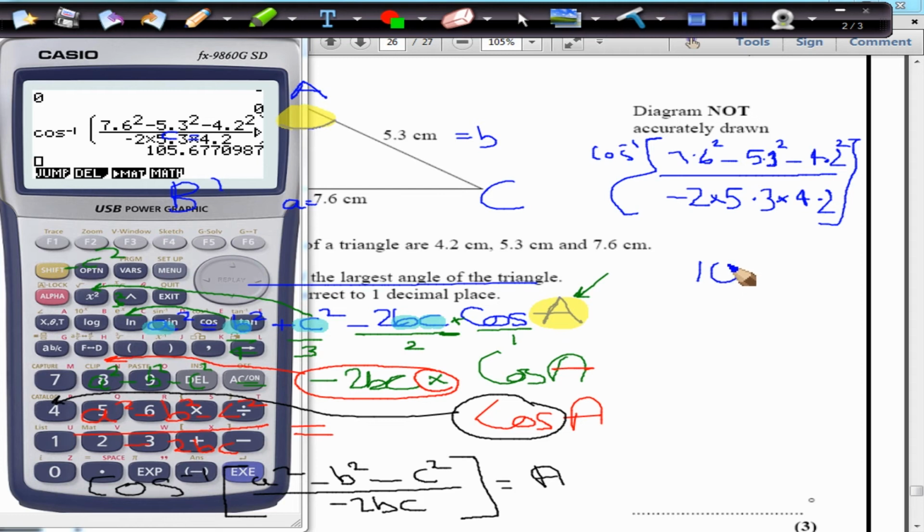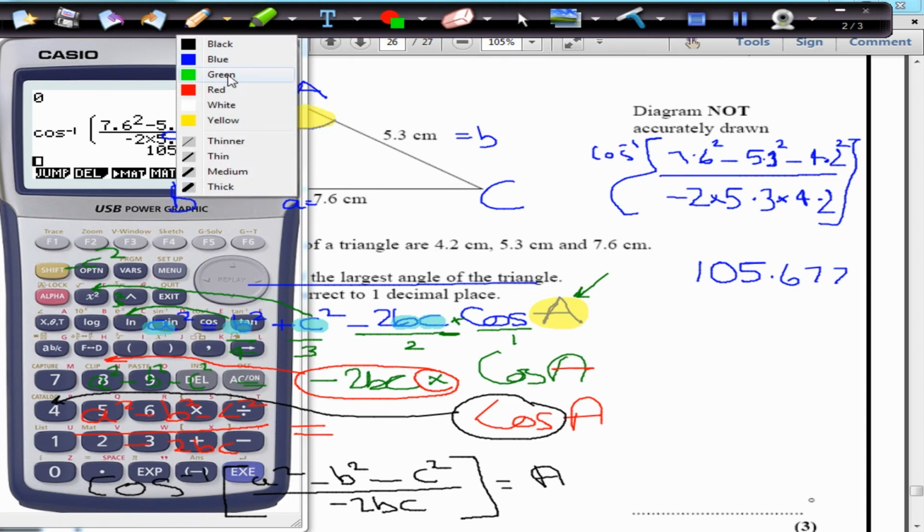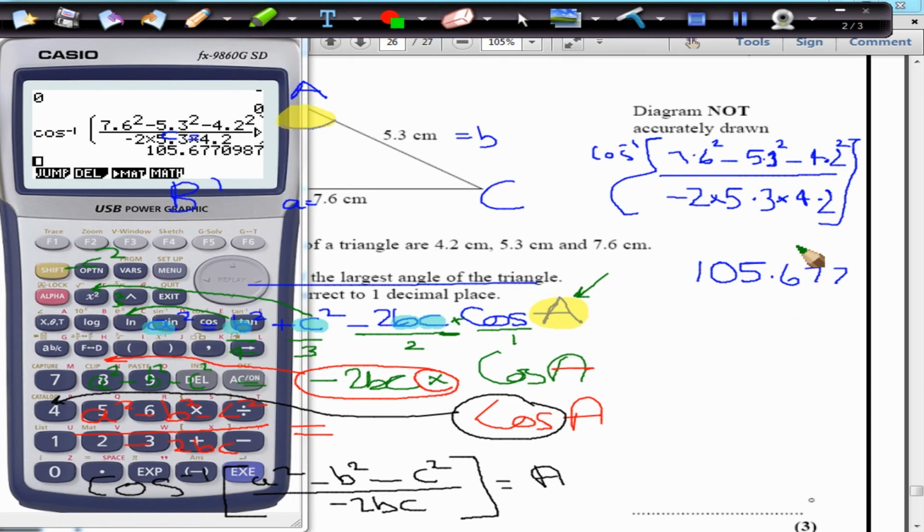So the answer gives us an angle of 105.677, blah, blah, blah. Now, they want it to how many decimal places? 1. So what do we do? 1 decimal place is here. Draw a line here. This is my last digit. This is my deciding digit.